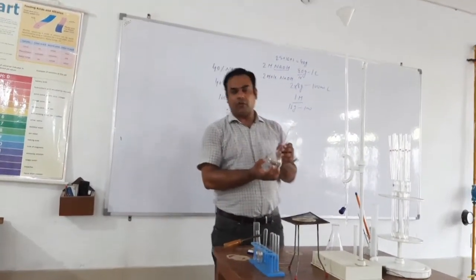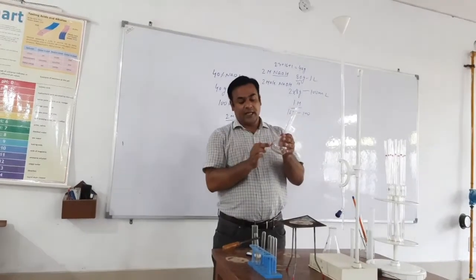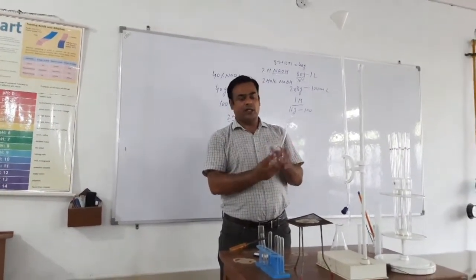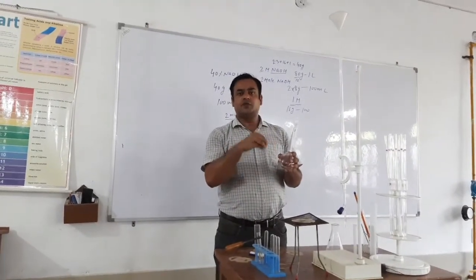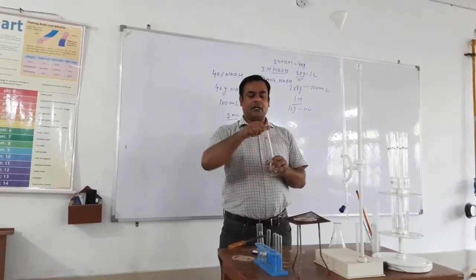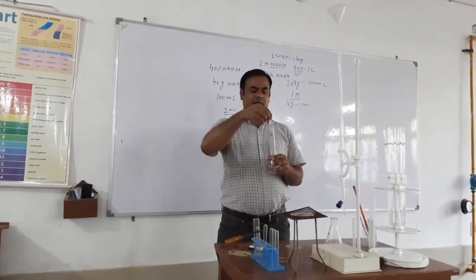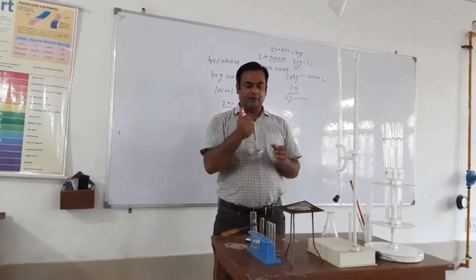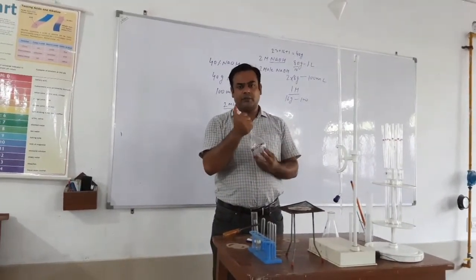So how do we use this? First we take a small volume of water. Suppose this flask is of 250 ml. In this we take 50 ml water, and then we add the solute, whatever solute we have to add. Then, you can see, the cork is here. This is a glass cork. We fit it and then we shake it.